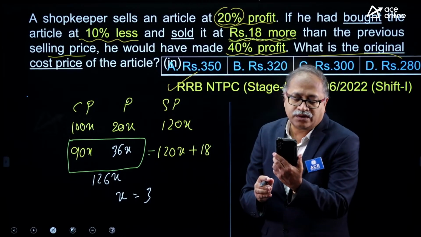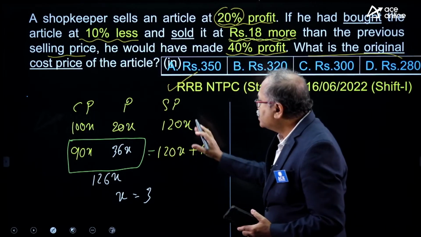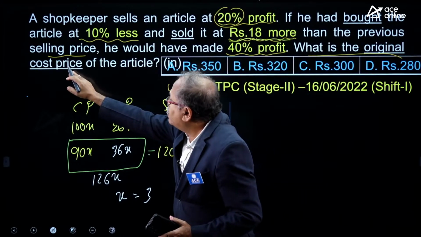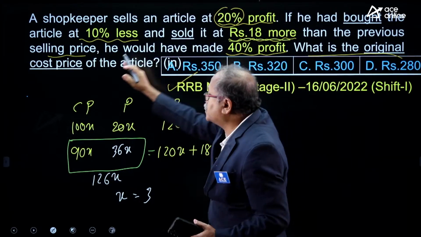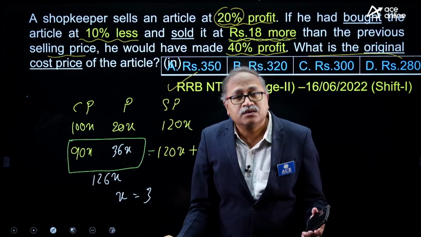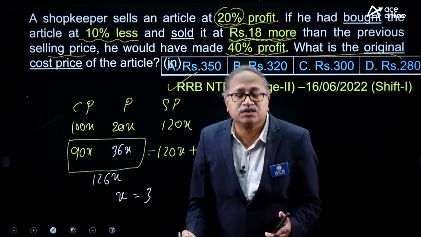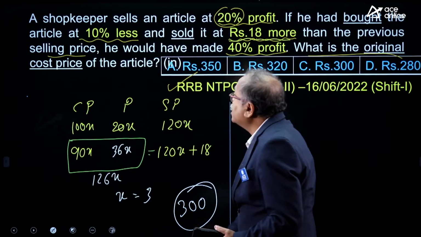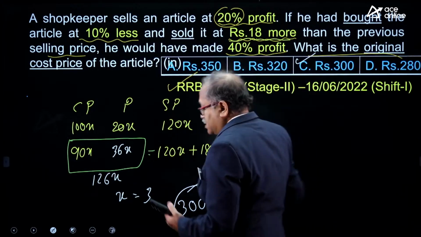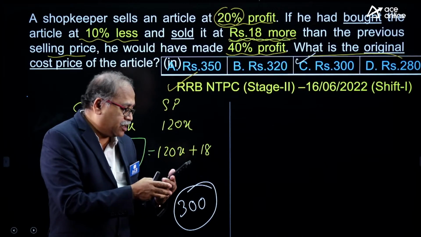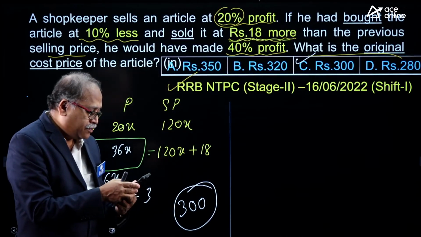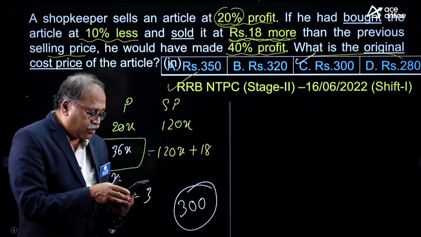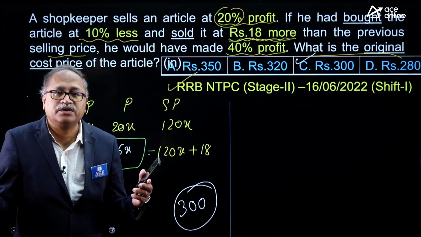Okay, anyone answer the question? Watch it, it's not a very difficult question. Once I get x equal to 3, what is the original cost price? Original cost price is 100x, where x is equal to 3, so 100x is equal to 300. So my answer has to be 300. That's your answer, my dear friend, and the option choice is C. Hope everyone understood it.